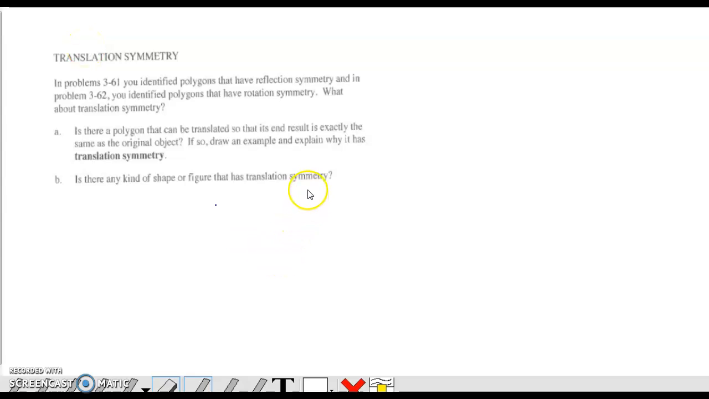Okay, so we're going to pick up on this problem. So we said we identify polygons that have reflection symmetry, and we identify polygons that have rotation symmetry. So what about the last one, translation? So remember, translation is that slide. So how can we move something up?